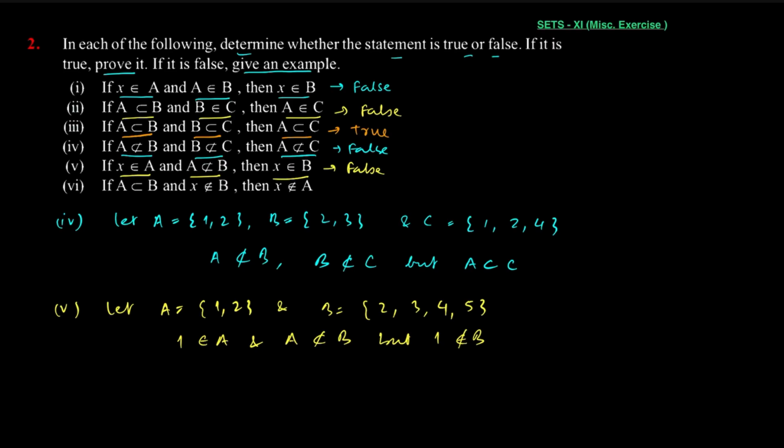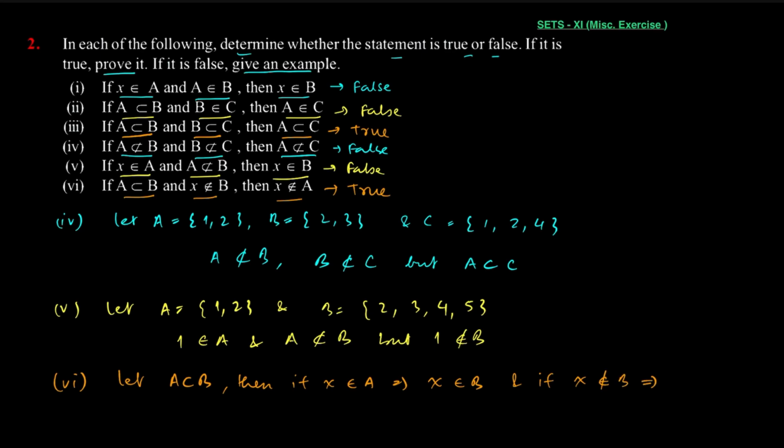Last part: if set A is a subset of set B and X does not belong to B, then X does not belong to A. This statement is true. Now let us prove it. Let us suppose A is a subset of B. Then if X belongs to A, it implies that X belongs to B, and if X does not belong to B, it implies that X does not belong to A.